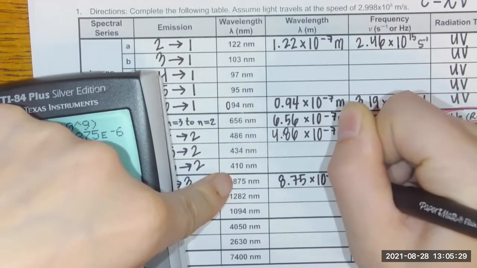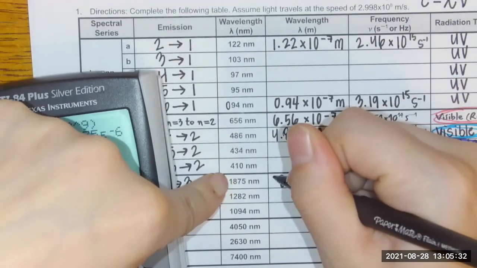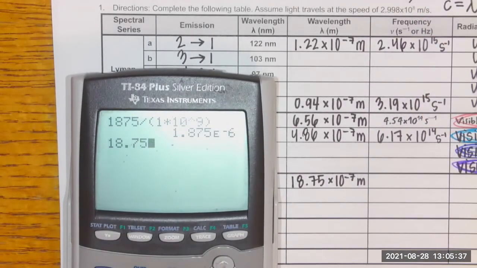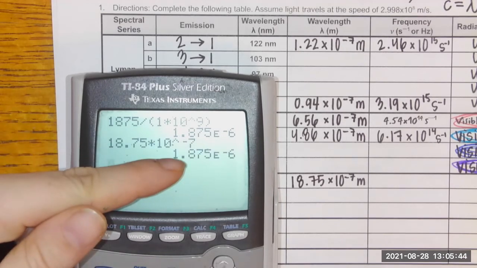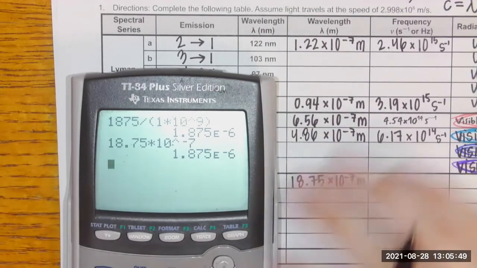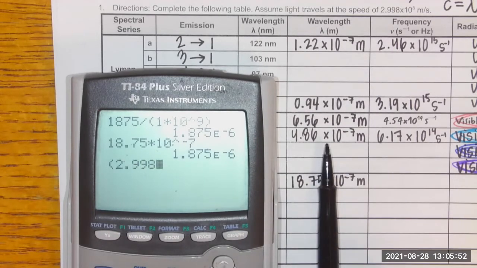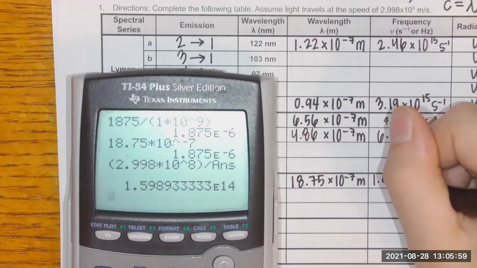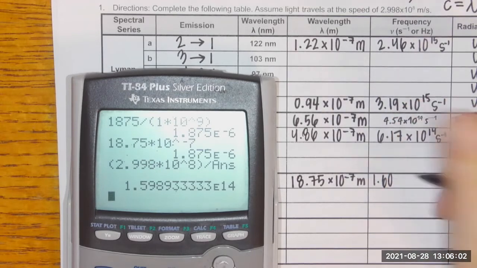8.75 times 10 to the negative 7. And I'll just sneak that one in where it goes. I promise it's the same. Works every time. 18.75 times 10 to the negative 7. Improper fraction converts to proper fraction. Up to you how you want to do that one. I'm okay with either. And then we'll take the speed of light divided by that. The frequency is 1.60 times 10 to the 14.